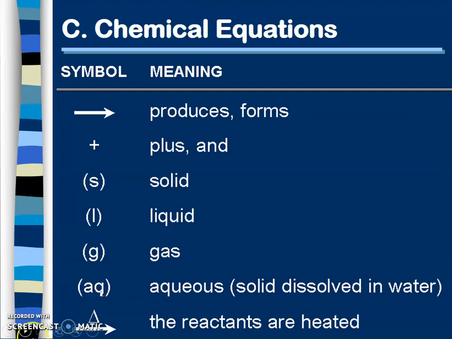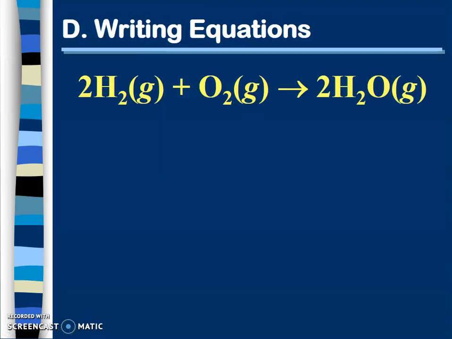If you need to heat the substances in order for the chemical reaction to occur, we represent that by drawing a delta on top of the arrow. And so it looks like a little triangle. The delta symbol is a little triangle. Okay? And that simply means we had to heat.